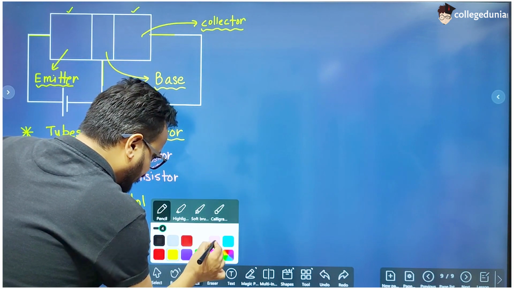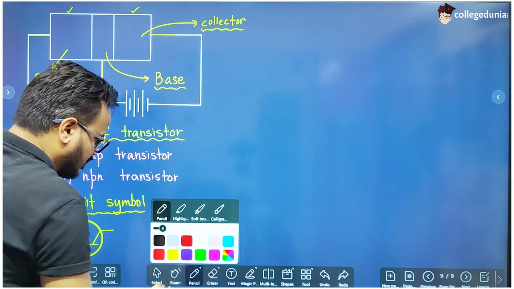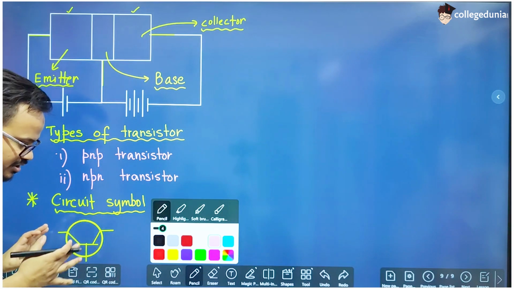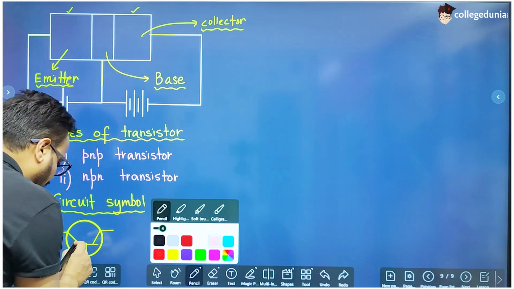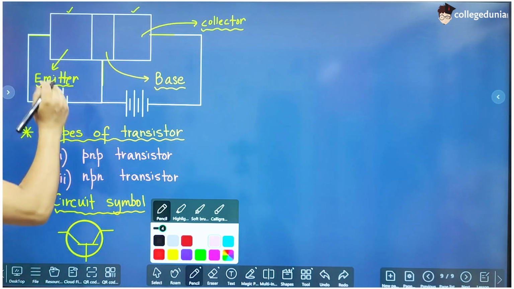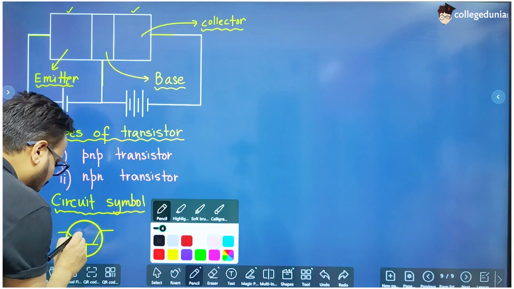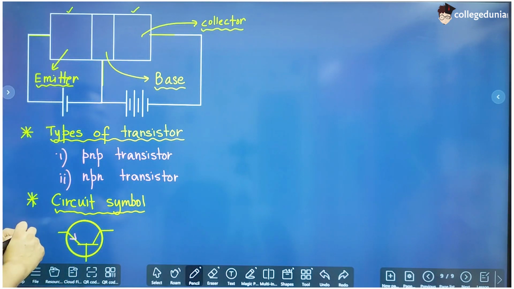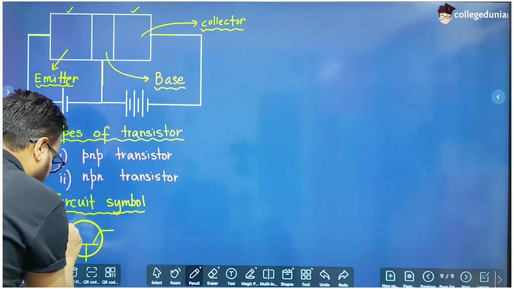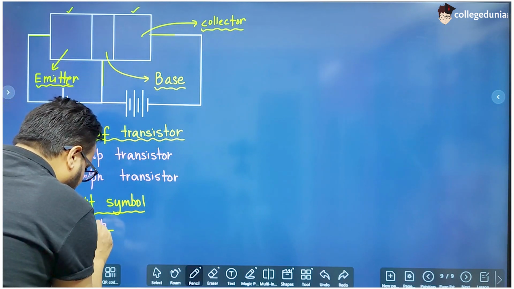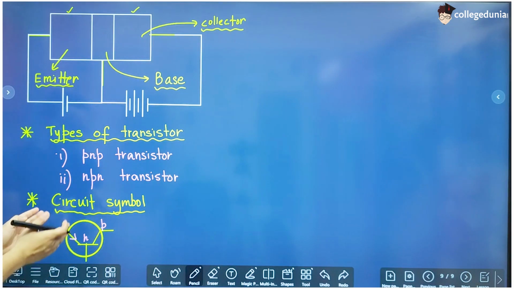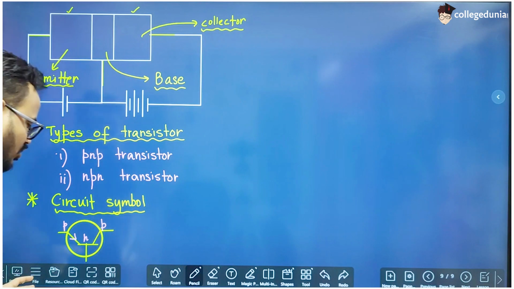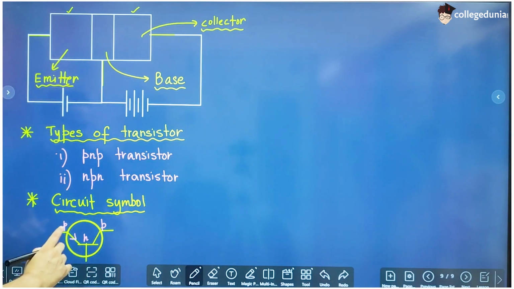So the symbol of a transistor looks like this, but there is a difference between the symbol of an NPN and a PNP transistor. Now an arrow is drawn between the emitter and the base region, and if the arrow is inwards, it is always drawn from P to N. So if the arrow is inward, this is P and this is N, and that's why it is a PNP transistor. We don't have to write P, N and P on the symbol. I am writing just to explain the concept, right? So this is a PNP transistor.